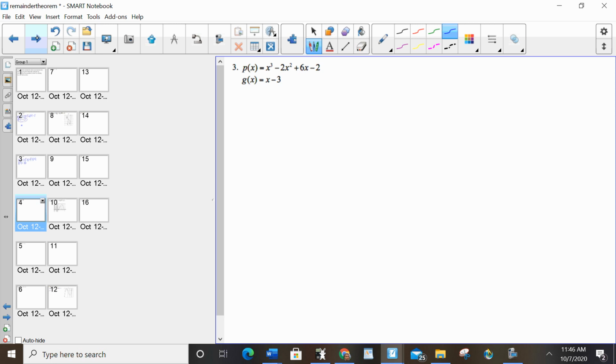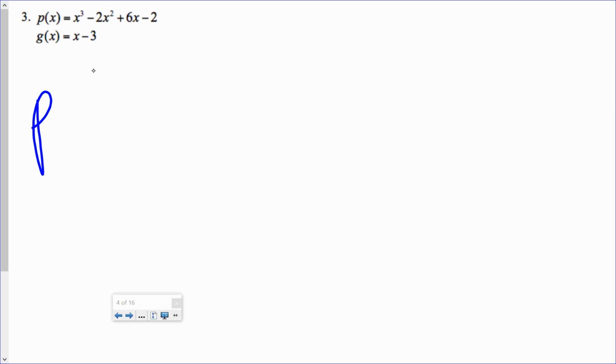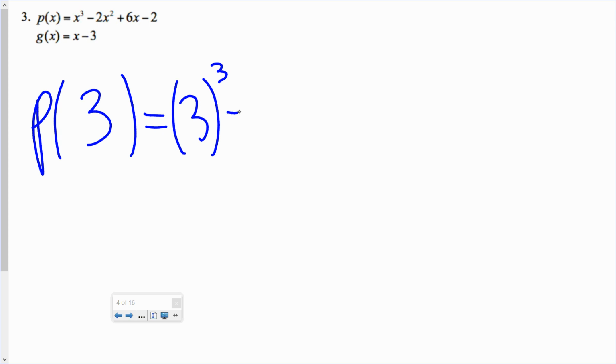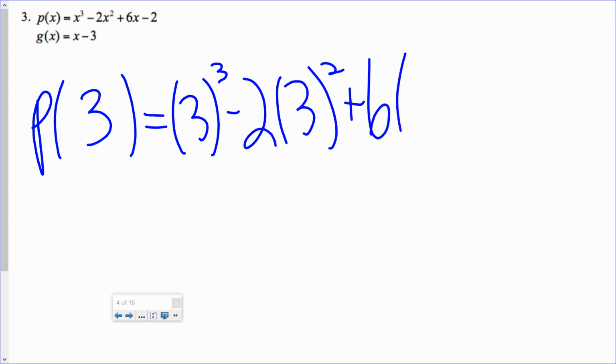Okay, so if I want to find the remainder when I divide by x minus 3, I'm going to substitute the opposite of what I'm dividing by into the function. So if I'm dividing by x minus 3, I'm going to substitute 3 into the function. So I'm going to get 3 cubed minus 2 times 3 squared plus 6 times 3 minus 2.